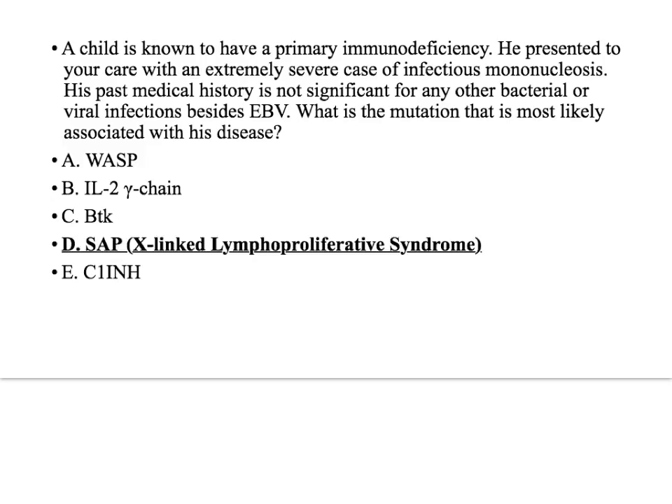The answer is SAP, or SLAM-associated protein. SLAM-associated protein is associated only with an increased risk of infection with Epstein-Barr virus. It's in X-linked lymphoproliferative syndrome, and we're going to go through the rest of this presentation. We'll basically explain why the others are not the answer and why this one is.